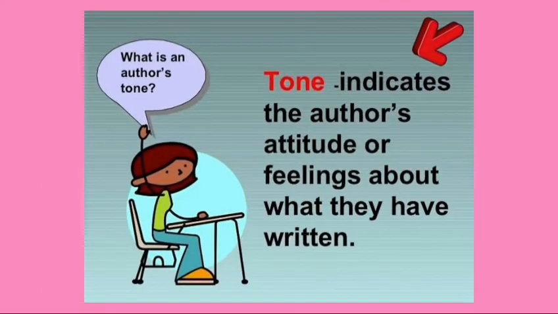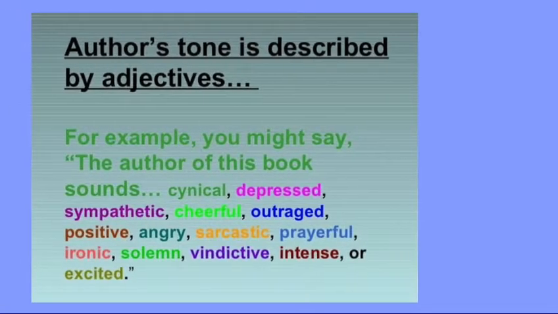Next is tone. Tone indicates the attitude of the author. How does he say what he says? Does he use a high-pitched voice or a low-pitched voice? So, tone is the attitude of the author when writing his story. And there are several adjectives to describe the tone.